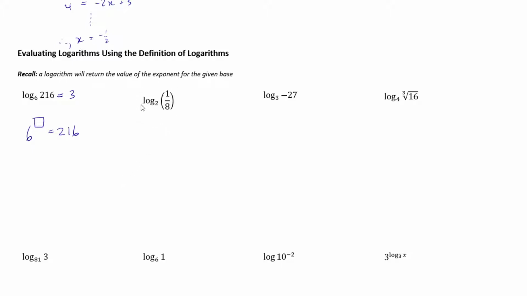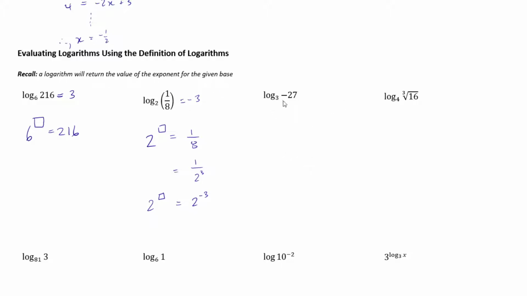Let's look at this next problem right here. Logarithm of 1 over 8 base 2. So again, I'm saying 2 to what exponent would give me 1 over 8? Well, 1 over 8 is the same thing as 1 over 2 to the power of 3. And that is just the same thing as 2 to the negative 3, because a negative exponent produces a reciprocal. So effectively, 2 to what power gives me 1 over 8? Well, 2 to the negative 3 gives me 1 over 8.